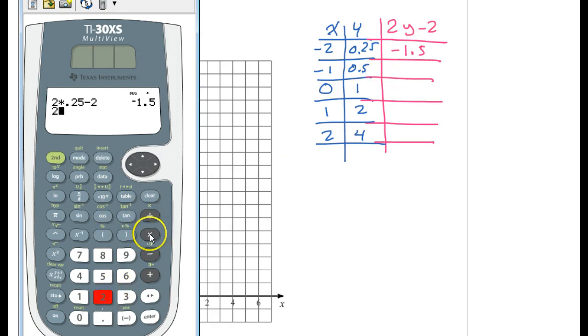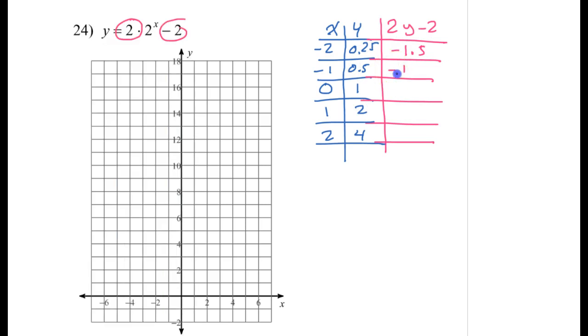So of course, if I do 2 times 0.5, that's going to be 1. Then minus 2 is going to be negative 1. Okay, so this is just going to be 2 minus 2, so that's going to be 0. And this is going to be 4 minus 2, so that'll be 2. And then 2 times 4 is 8 minus 2 will be 6. So I have a new y column, so I'm going to ignore this and plot these.